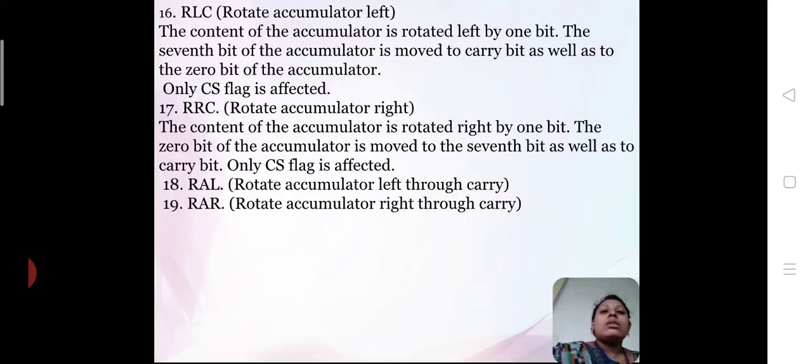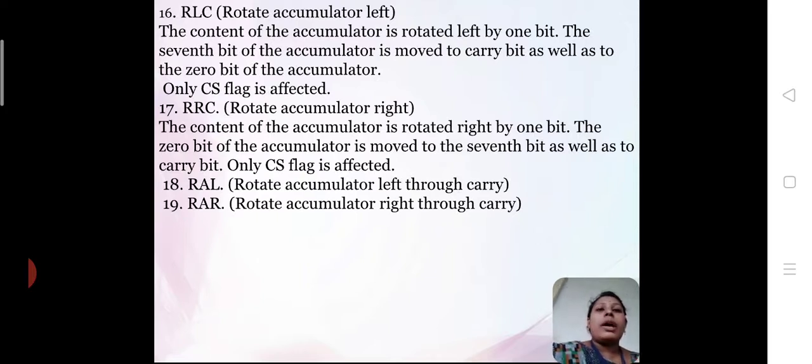Okay? Next, RRC. Here RRC means rotate accumulator right. The content of the accumulator is rotated right by 1 bit. Here, the 0 bit of the accumulator is moved to the 7th bit, which is nothing but the MSB, as well as the carry bit. Next, RAL means rotate accumulator left through carry and RAR means rotate accumulator right through carry. These come under this logical group.